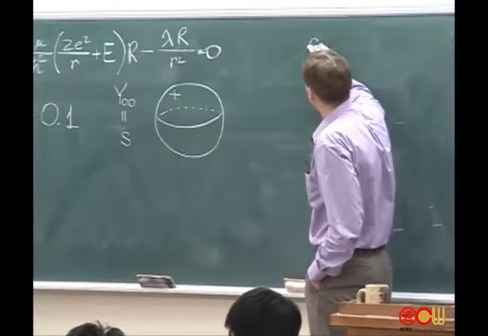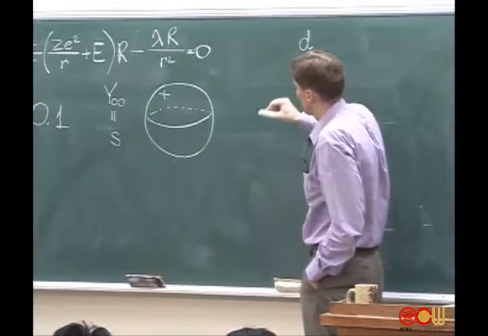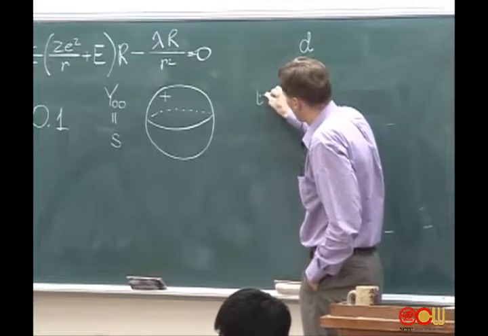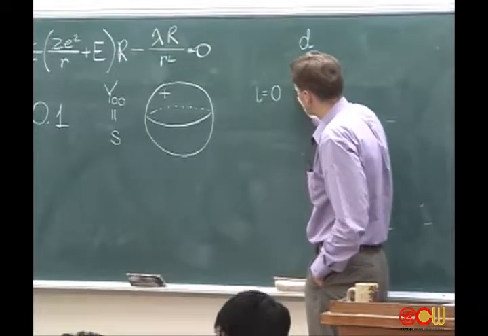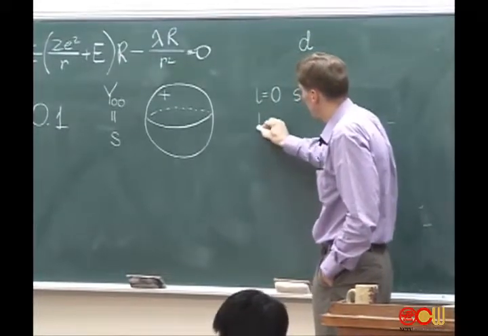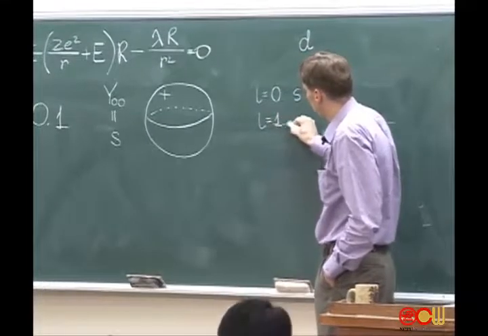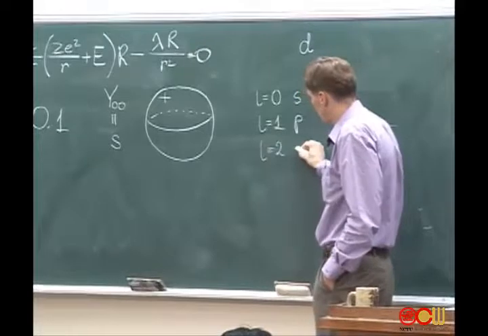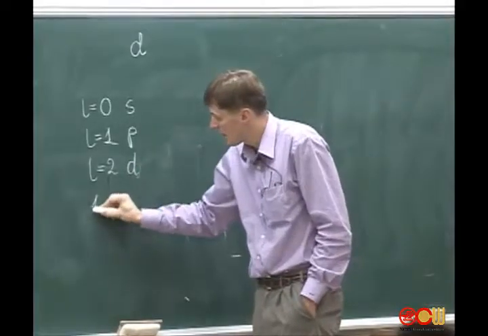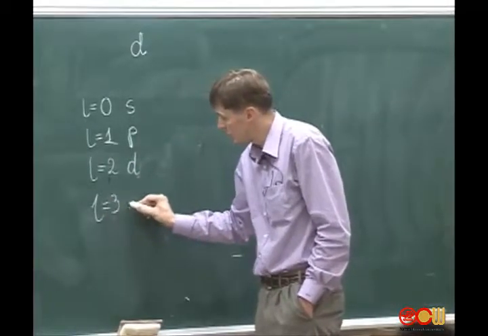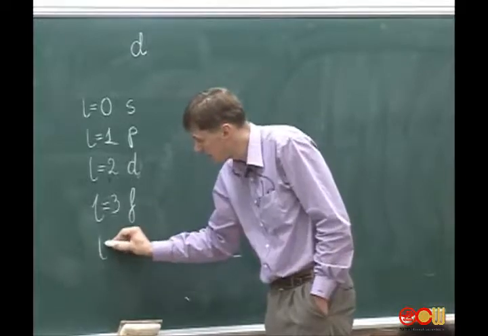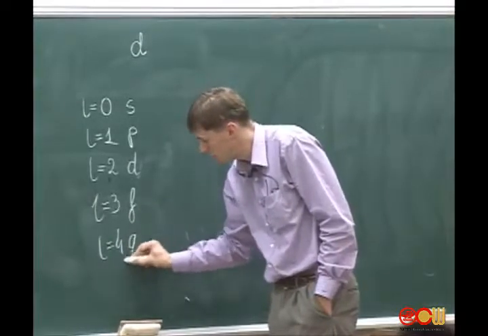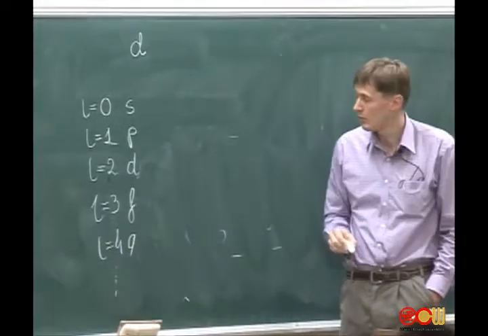Next we have the orbitals d. As you see, L equal 0 gives us the s orbitals. L equal 1 gave us the p orbitals. L equal 2 gives us the d orbitals. L equal 3 gives us the f orbitals. L equal 4 would be g, and so on. That's how we denote them.